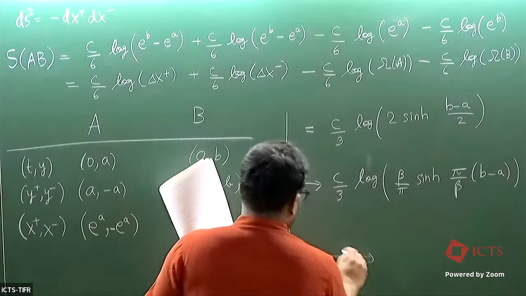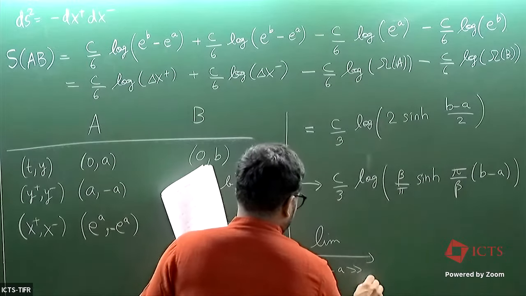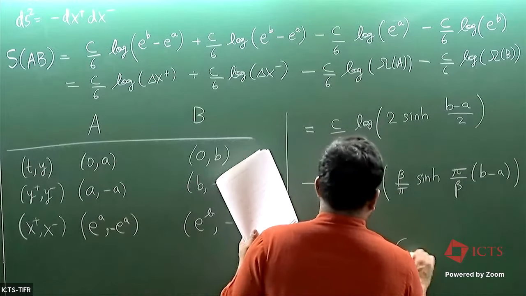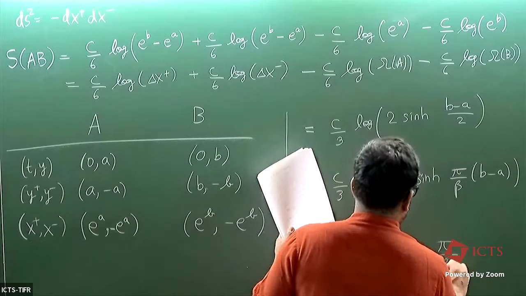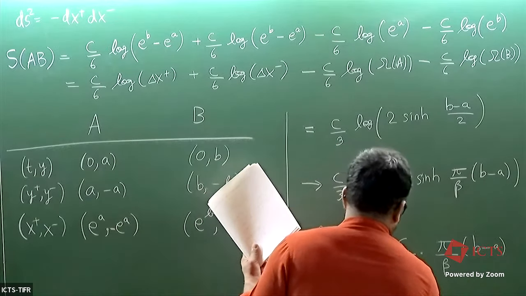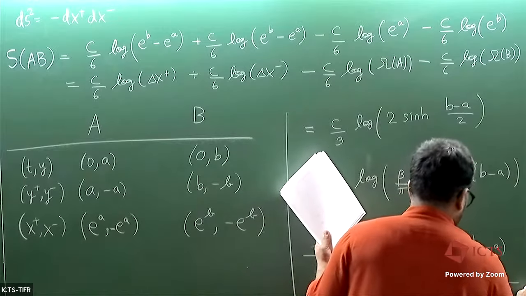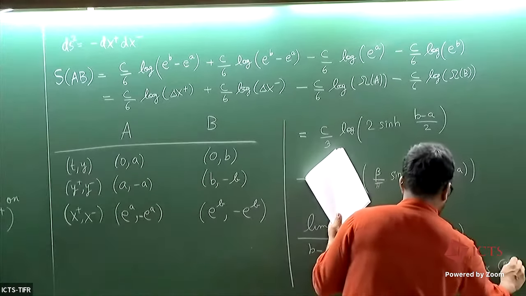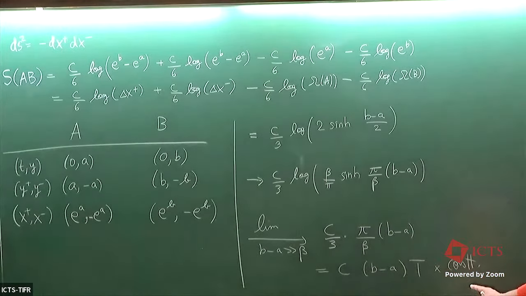And in the limit that B minus A is much, much bigger than beta, we just get c over 3 times pi over beta times (B minus A), which is like c times (B minus A) times the temperature times some constant, right? And this is the physical answer we should have expected.